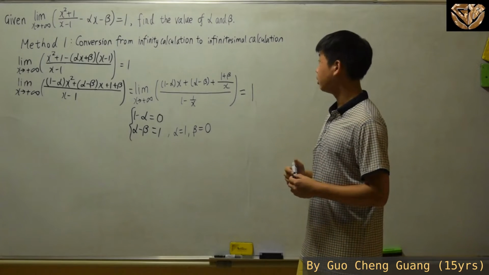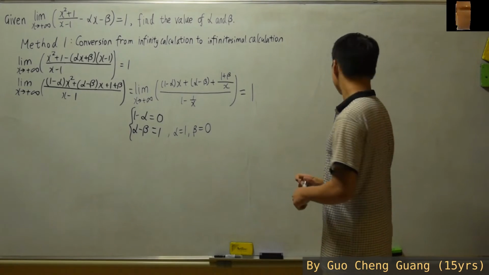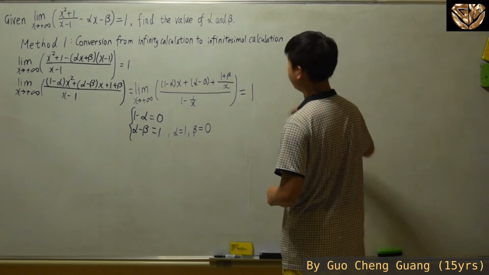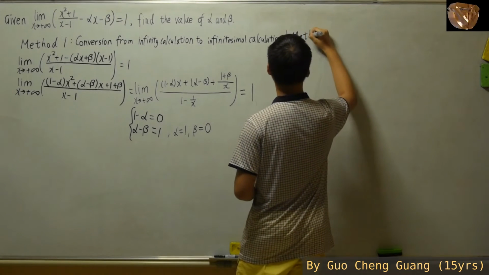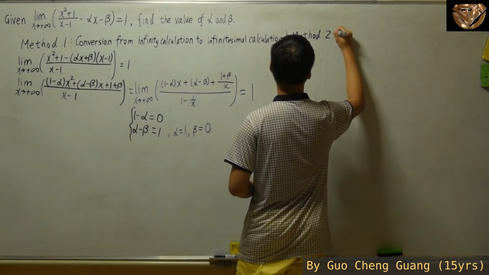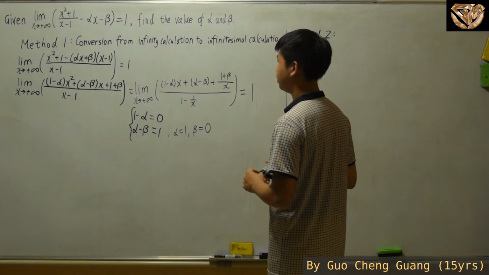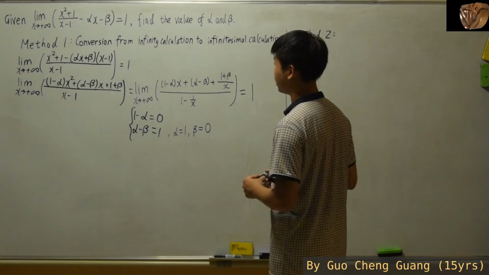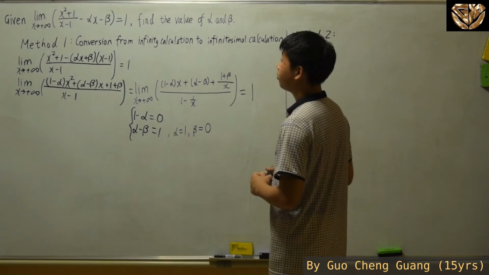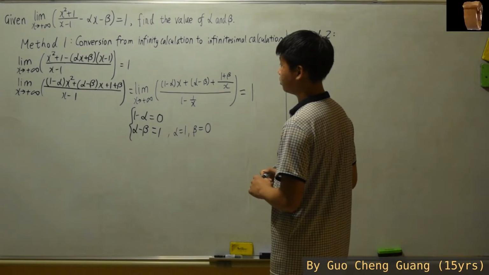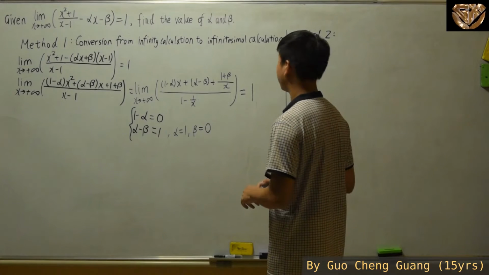So next we'll be moving on to the second method. So in this second method, there are other different ways that you can look at it. For example, you can once again combine them into a single fraction, but this time try to factorize them instead.